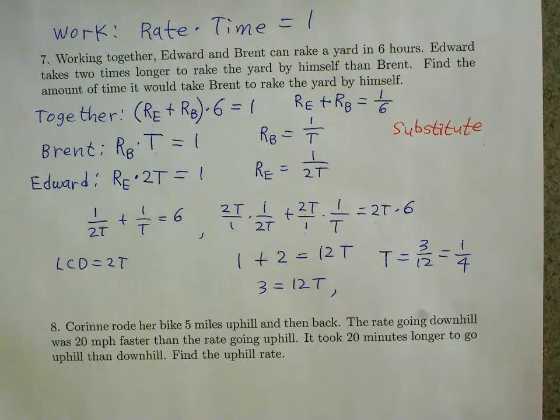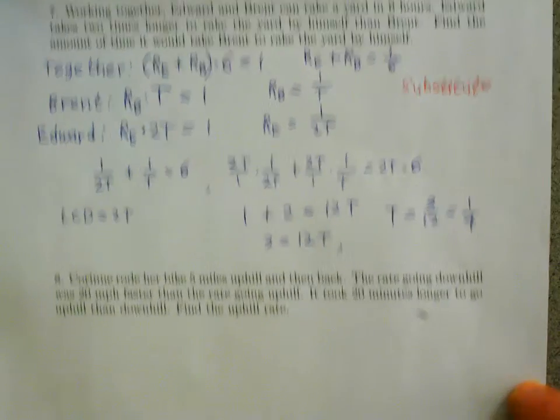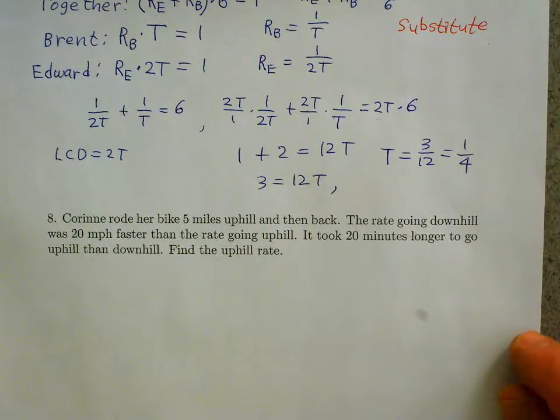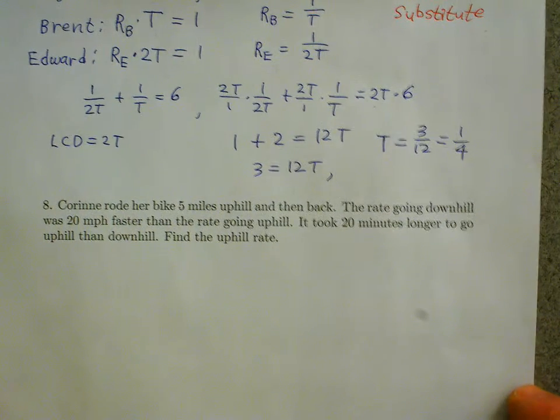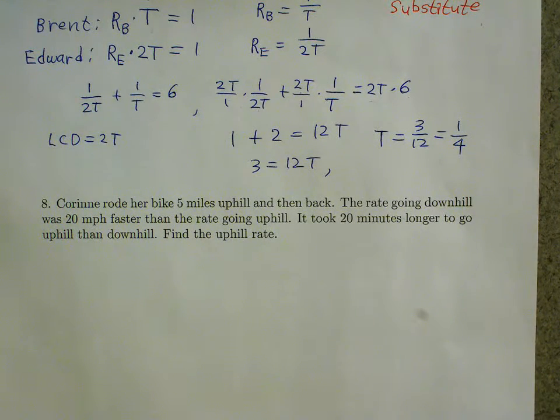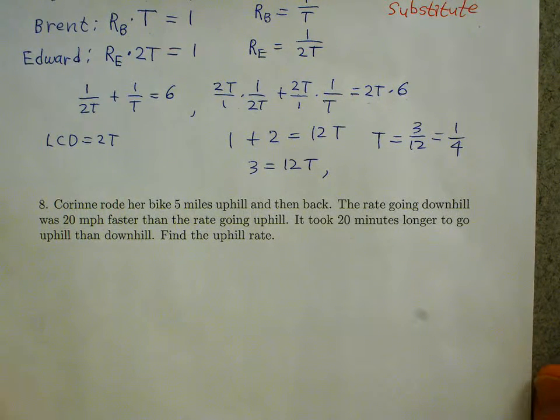Okay, let's move on to the next problem, number 8. Now this one says Corinne rode her bike 5 miles uphill and then back. The rate going downhill was 20 miles per hour faster than the rate going uphill. And it took 20 minutes longer to go uphill than downhill. Find the uphill rate.